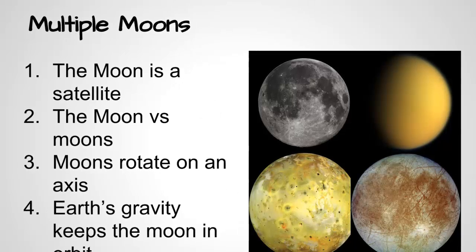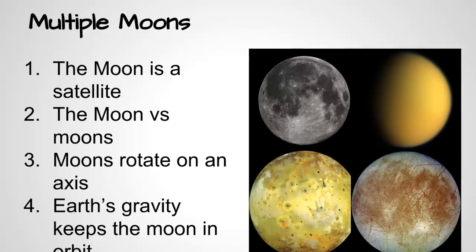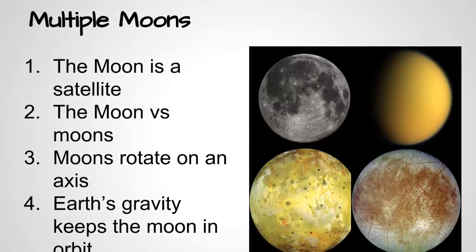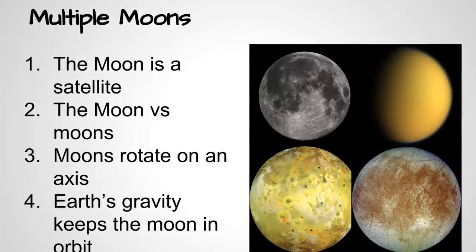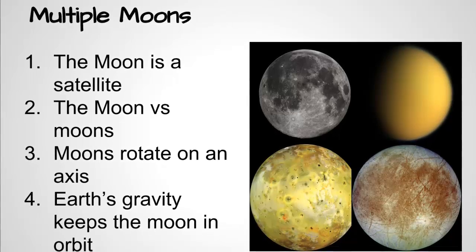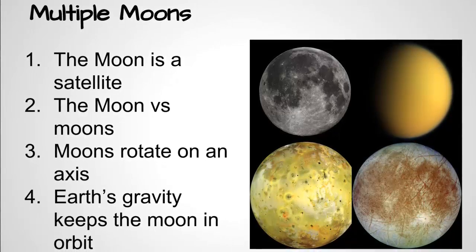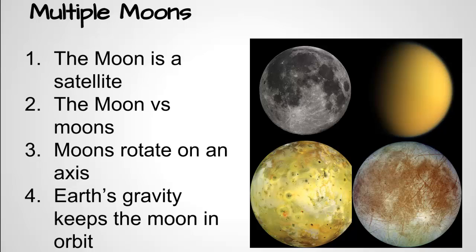The moon is a satellite, or probably better labeled a natural satellite. Humans have figured out ways to send things into space and have them orbit around our planet. That's what we usually think of when we hear satellite, but the moon is a natural satellite. It revolves around another object.